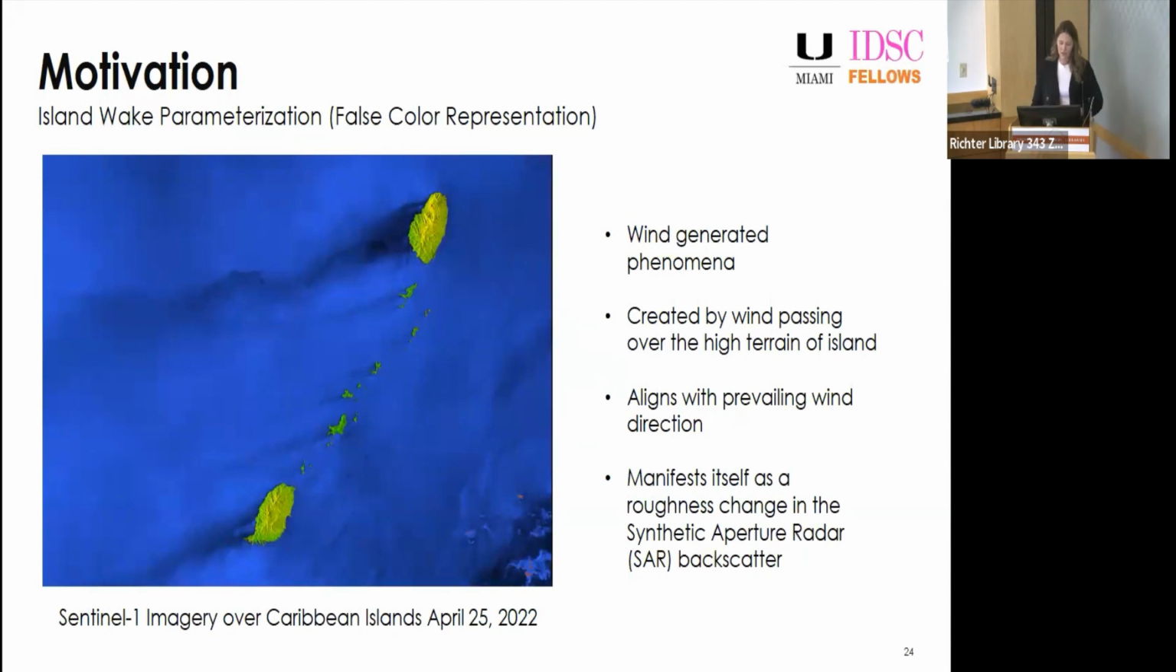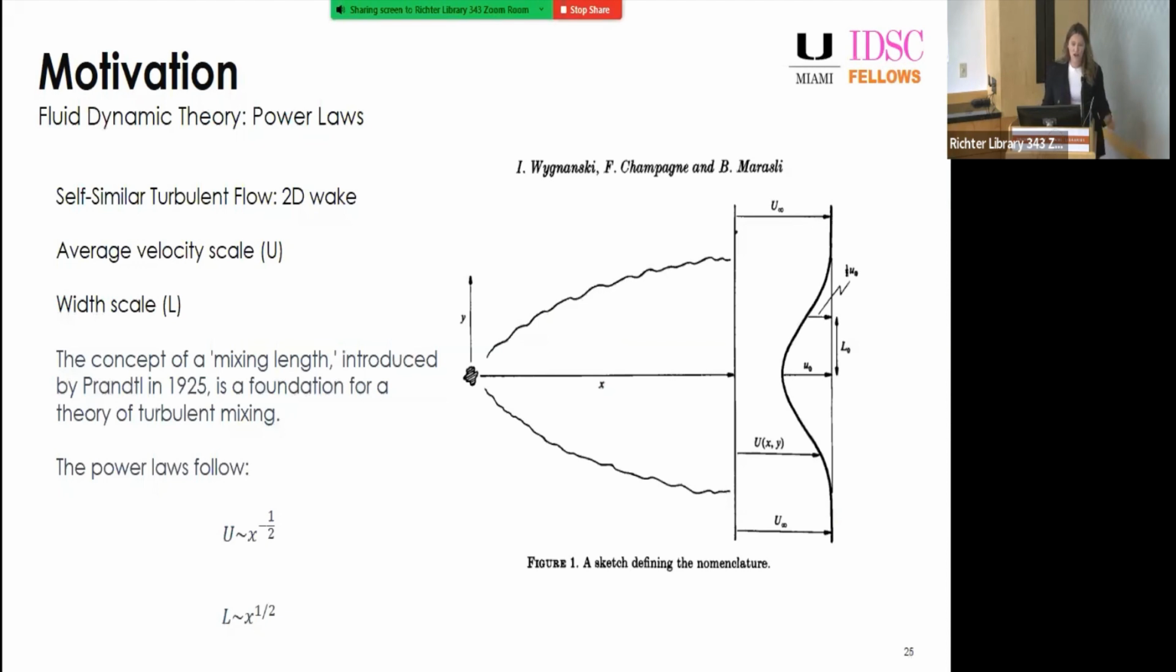So the motivation of how I'm going to parameterize my island wakes is through power laws. I'm making an assumption that this is going to be a self-similar turbulent flow that I'm going to be at first looking at in classical cases.